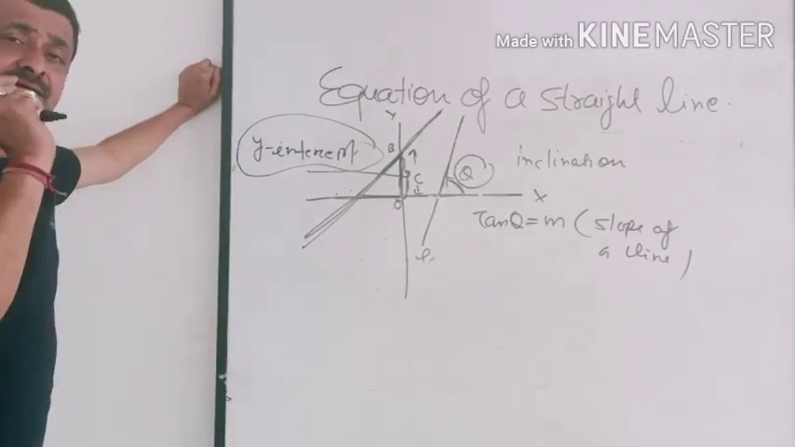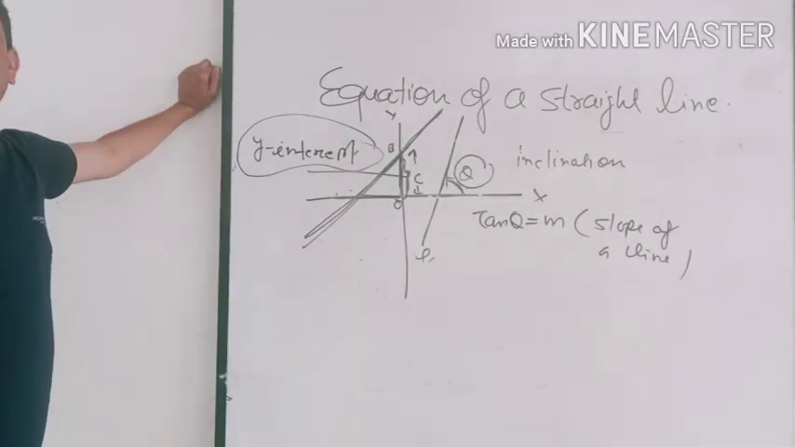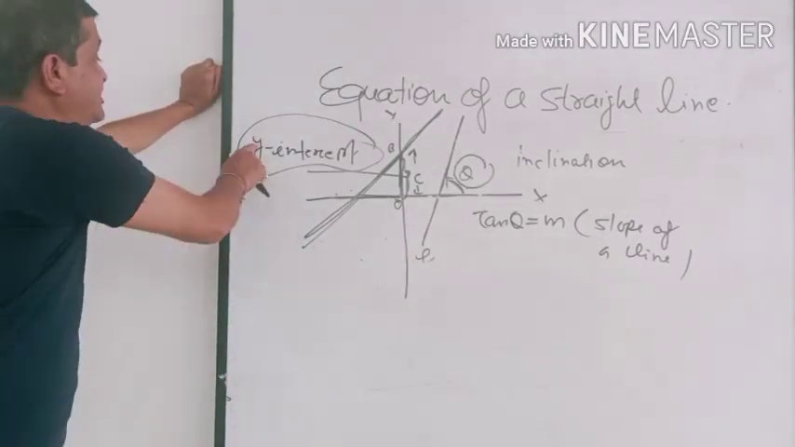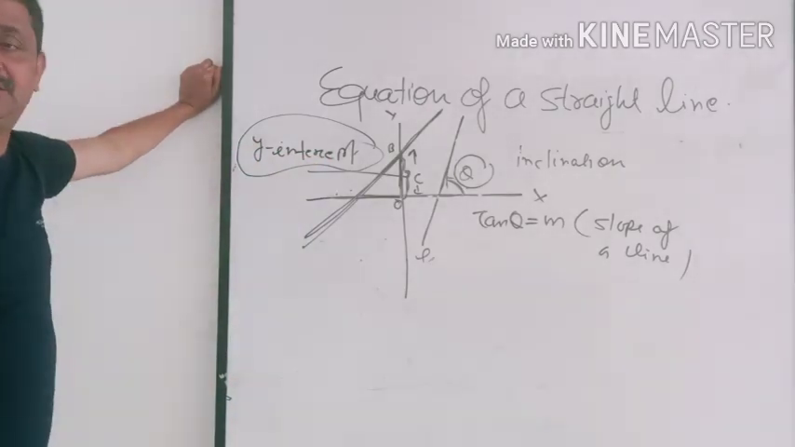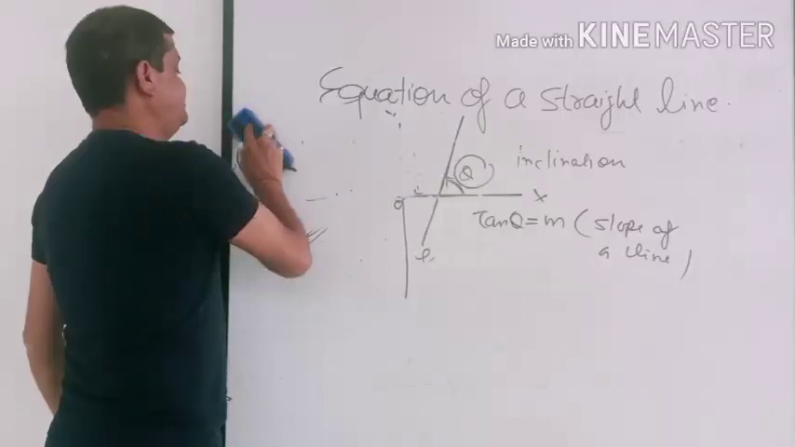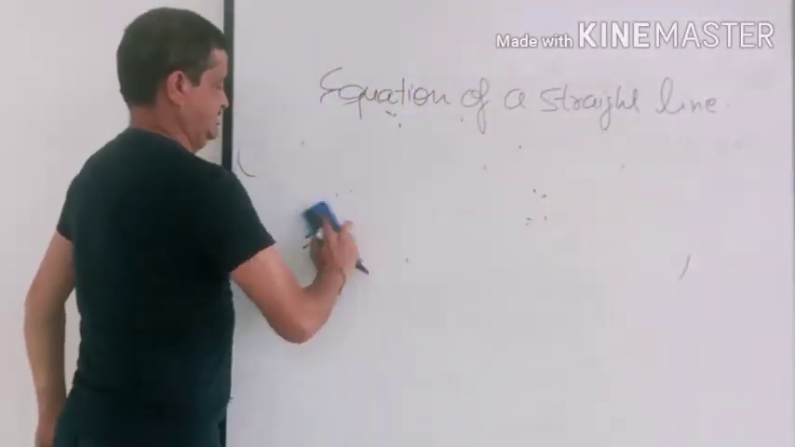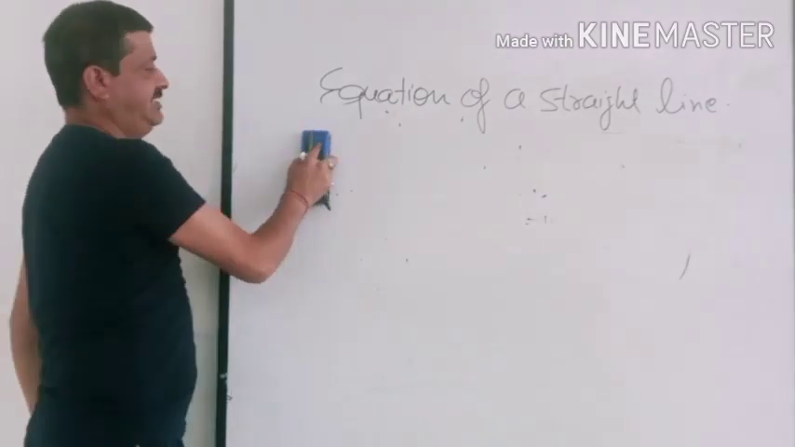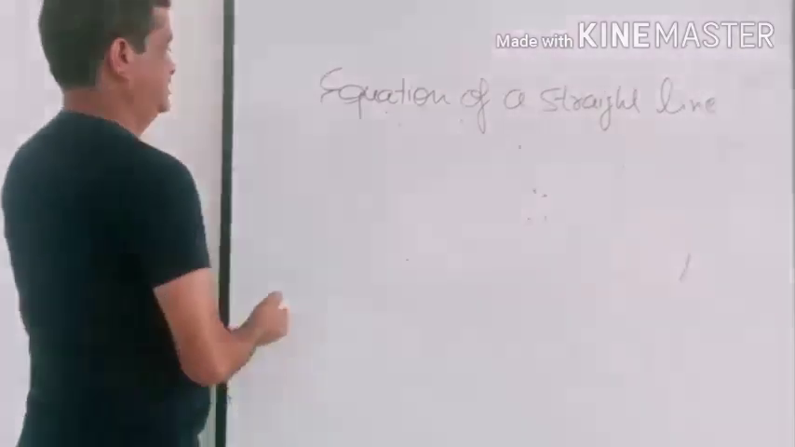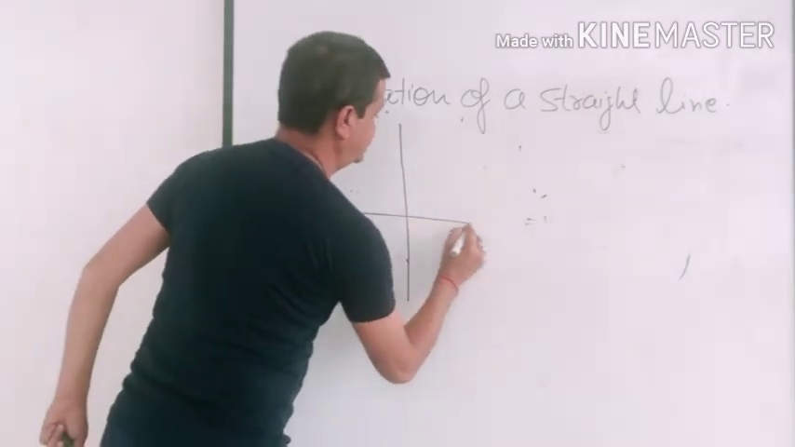Before understanding the equation of a straight line, you must know what is the slope of a line and what is the y-intercept of a line. Right? Now, I am deriving the equation of a straight line, means relation between x and y, and x and y is any arbitrary point on it. कहीं पर भी हो सकता है वो point. Our work is to find out the relation between x and y.